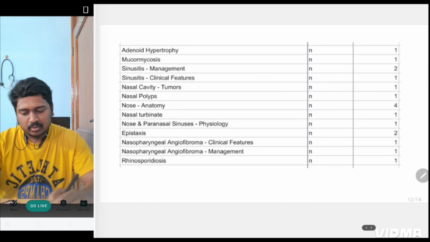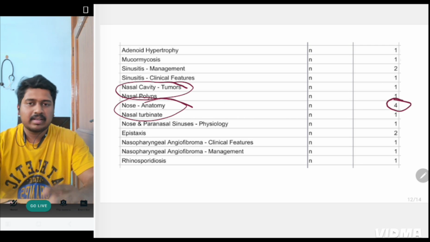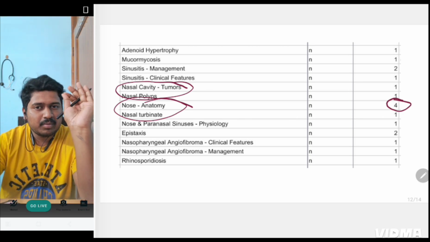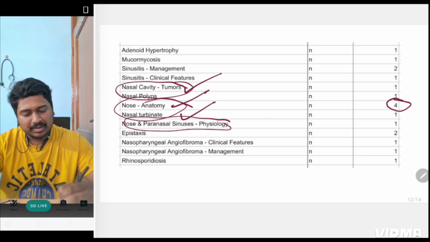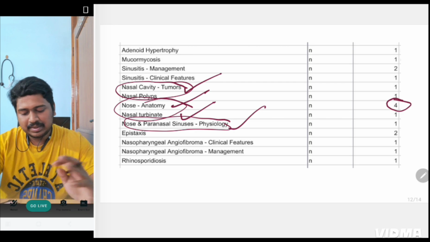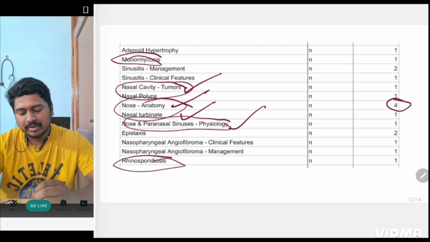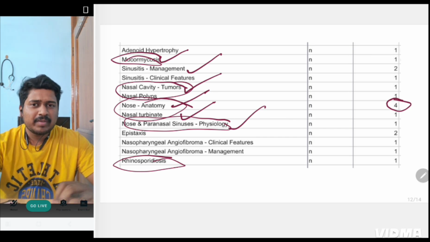Coming to nose, what are the very important questions that have been asked? Nasal cavity, nasal polyps. Four times nasal anatomy and nasal turbinate have been asked, so you shouldn't forget this. Nasal anatomy and nasal turbinate are the most important topics in the entire ENT: nose anatomy, nasal turbinate, nasal cavity. Nose and paranasal sinus physiology have been repeatedly asked. Other topics are rhinosporidosis, mucormycosis, and sinusitis. These 4-5 topics form the bulk of ENT.